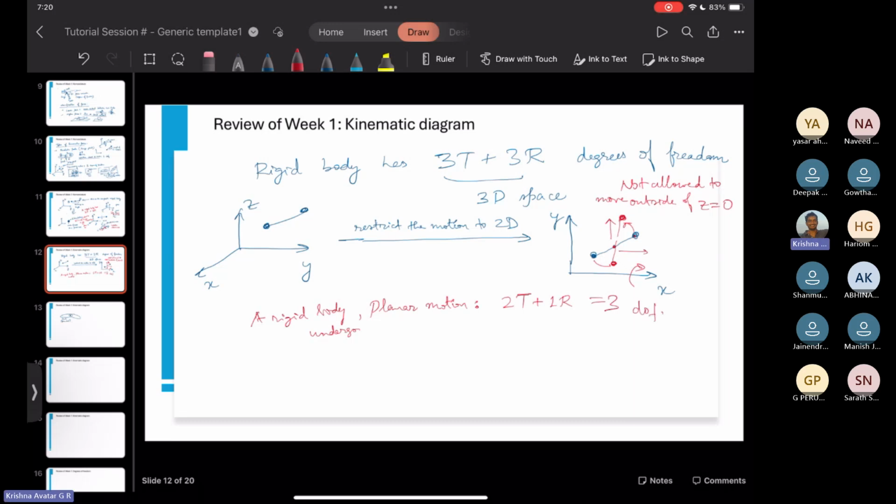Fine. Mind you, a rigid body undergoing planar motion is also called a planar rigid body. That's just a play with words, but that's how it is. It's a planar rigid body.